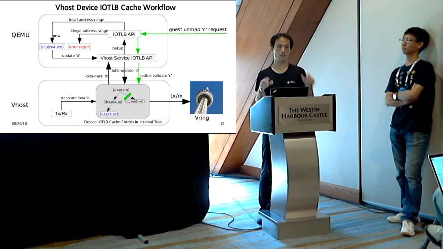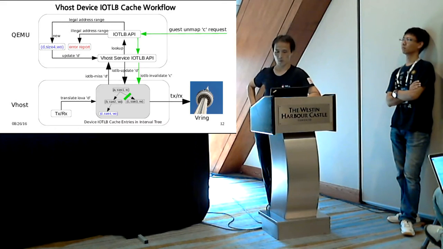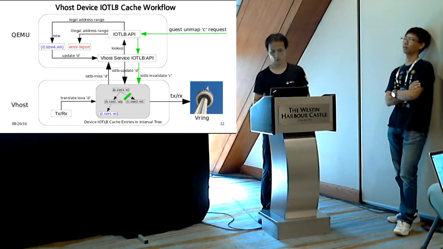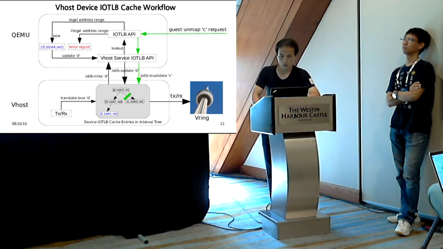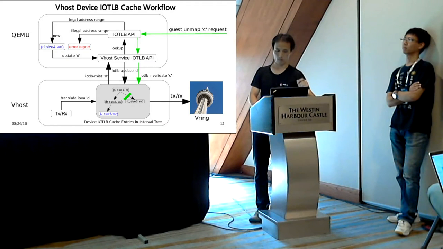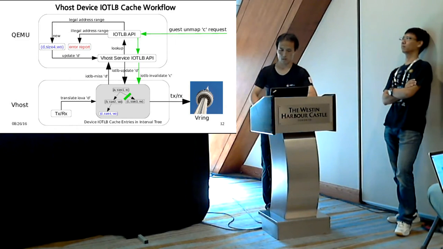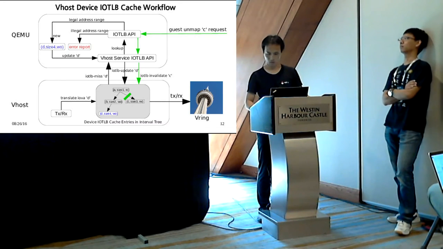Sometimes after the guest finishes DMA, it will normally issue an unmap request to the IOMMU in the kernel. But for most of the NFV drivers, normally they use static binding, which means maybe they can continue using the TLB entries, so we don't need more update operations. In this case, the IOTLB API will send an invalidate message to the vHost. vHost then will delete the corresponding entries from the tree. The idea is pretty clear, I think. So this time, we got a secure transfer.